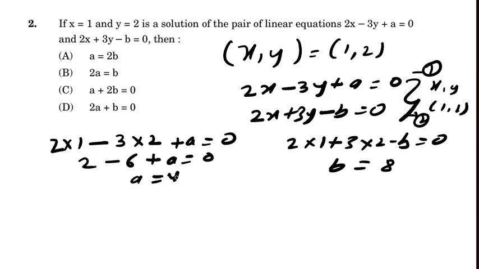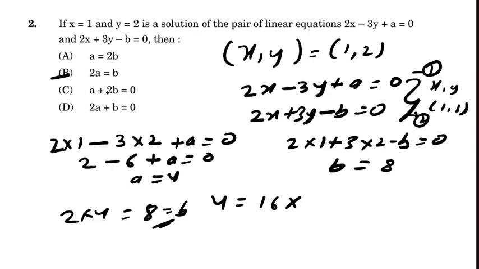Let a is equal to 2b: a is 4, and 2b is 16. No, it's not possible. Next, 2a plus b: 2 into 4 is equal to 8, and yes, b is equal to 8. So the second option is correct. We already cancelled the other two options because the summation of two positive values can't be 0, so we can clearly cancel these options.